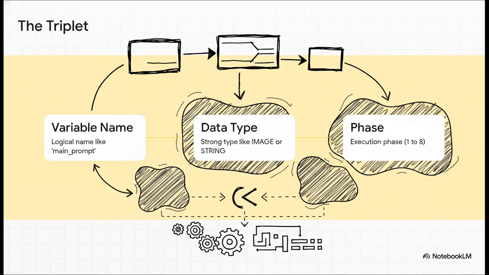And step 3, you tell it exactly which phase to execute in. You declare this exact 3-step triplet in your set and get nodes, and boom, once the sender and receiver match, the connection happens completely invisibly behind the scenes. The dependency link just builds itself.